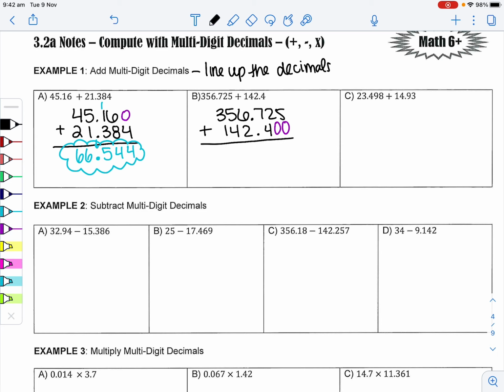So 5 plus 0 is 5. 2 plus 0 is 2. 7 plus 4 is 11. And I'm going to carry the 1. I'm going to bring down my decimal. 2 plus 6 is 8. Plus 1 is 9. 5 plus 4 is 9. And then 3 plus 1 is 4. So 499.125.